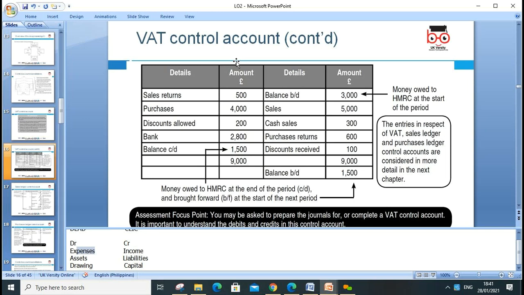If my debit side is higher and my credit side is lower, it means I have a refund from HMRC. If my credit side is higher and my debit side is lower, it means I have to pay HMRC. So in this case, I have to pay HMRC £1,500 because my refund is less and the tax I calculated from the customer is more, so I have to pay HMRC. Any question? No.